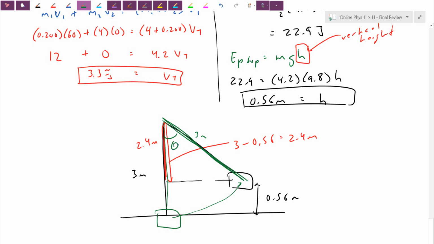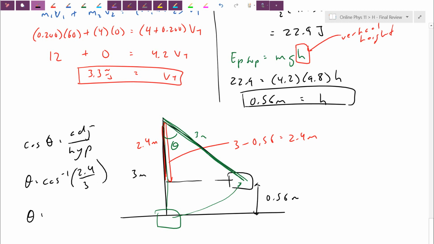We can then use our inverse cosine to find that angle there. Cosine of theta is supposed to be adjacent over hypotenuse. So therefore theta is the inverse cosine of the adjacent, the side that's right beside me, 2.4, divided by the 3. And therefore we get theta, inverse cosine of 2.4 divided by 3 gives me 37 degrees.